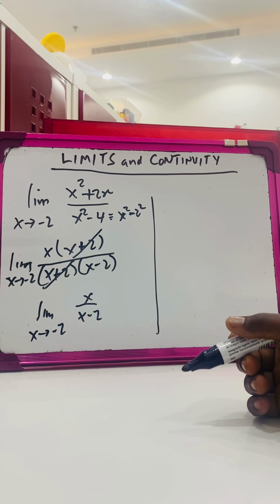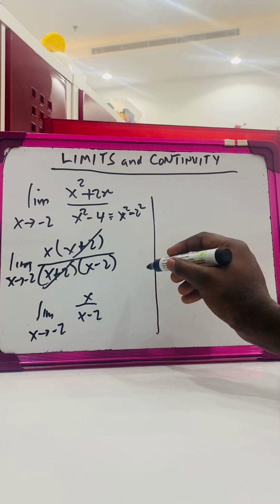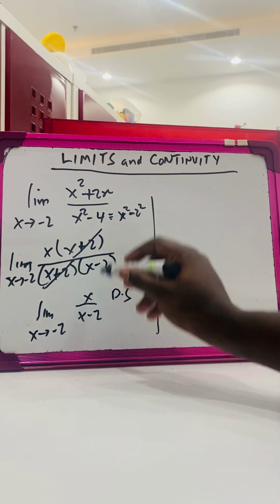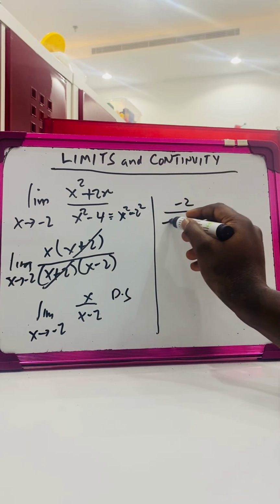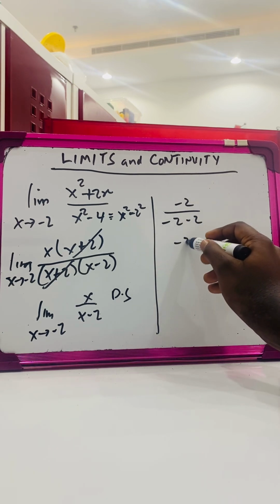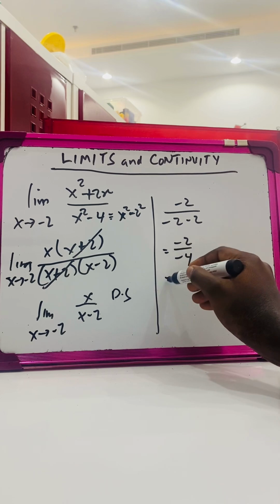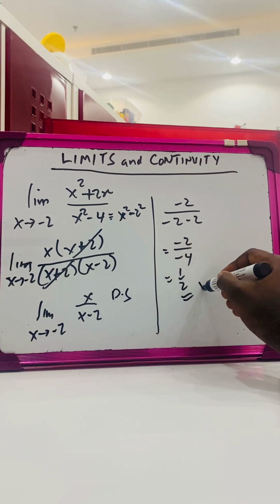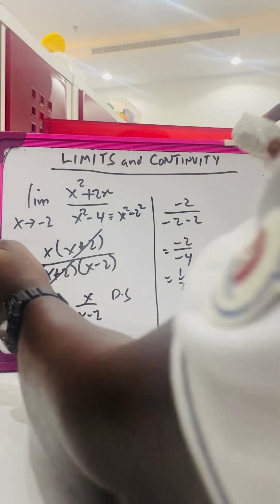Then I can make my direct substitution here. I replace my x with negative 2. I have negative 2 over negative 2 minus 2, which is negative 2 over negative 4. And my answer is 1 over 2. Using algebra, I'll take the third example.